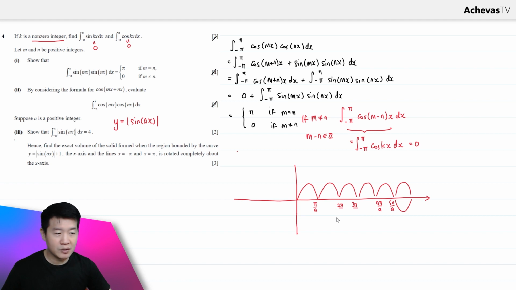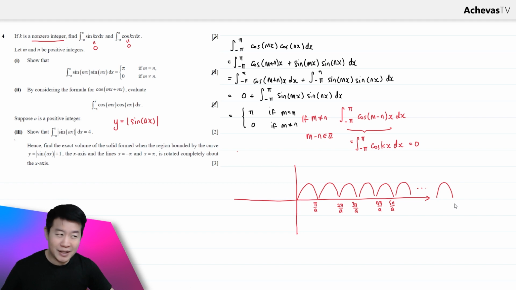So all this will, so this will disappear, this will disappear, this will disappear. All the way until what? All the way until the very last one, right? The very last one should end at pi, because we are supposed to be integrating from minus pi to pi.